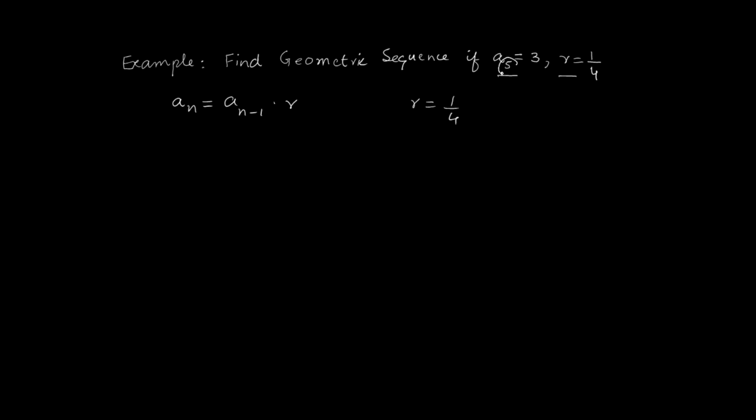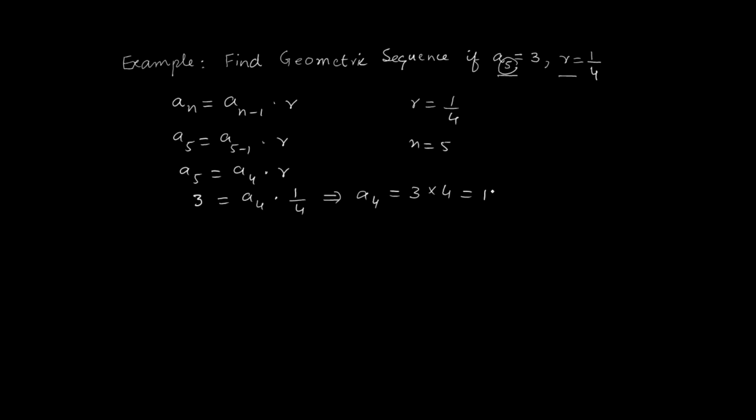And now we will take n is equal to 5. So A5 is equal to A5 minus 1 multiply R. So A5 is equal to A4 multiply R. A5 is given 3, so A4 multiply 1 by 4 because R is 1 by 4. This means A4 is equal to 3 multiply 4, which is equal to 12.